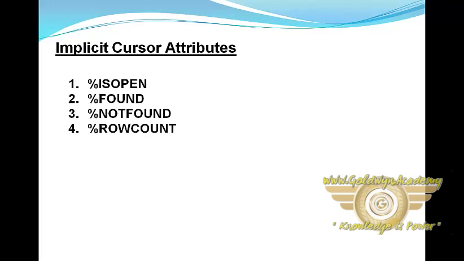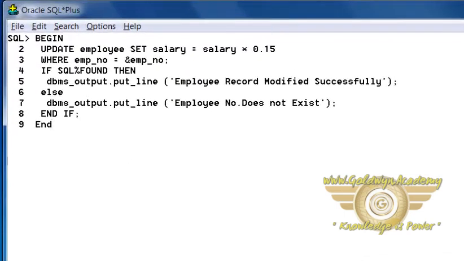%ROWCOUNT. It will return the number of rows affected by an insert, update or delete or select into statement. Here is the example of implicit cursor.